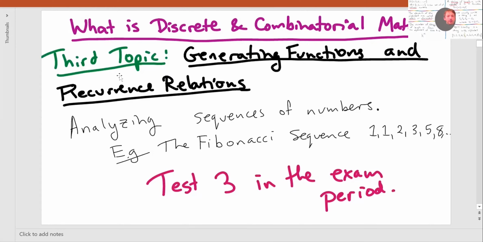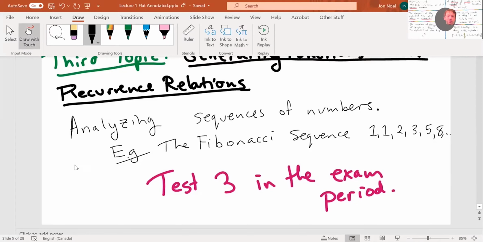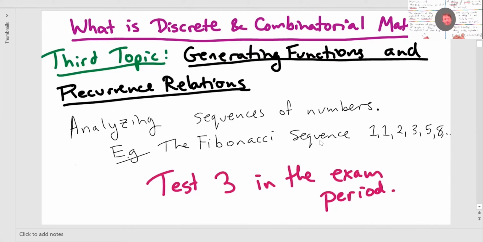The third topic is going to be generating functions and recurrence relations, which I'm not going to tell you exactly what that is yet, but basically it's about analyzing sequences of numbers. Some of you may have heard of the Fibonacci sequence, for example. It's the sequence where you start with a 1 and a 1, and then each element of the sequence is the sum of the previous two elements. So 2 is 1 plus 1, 3 is 2 plus 1, 5 is 3 plus 2, 8 is 5 plus 3, and so on. So we're going to learn about how to analyze these types of sequences.